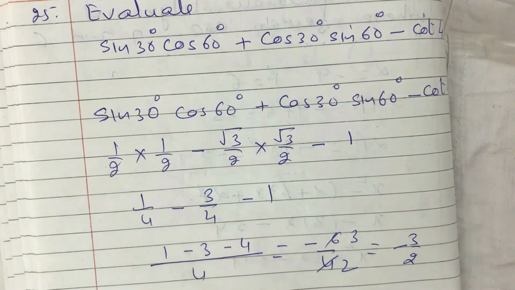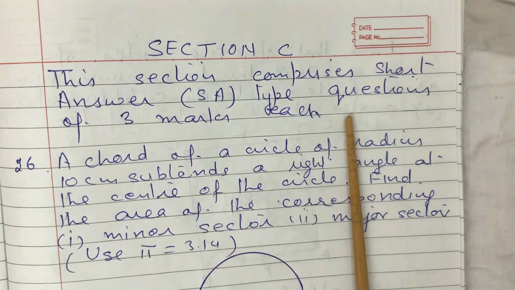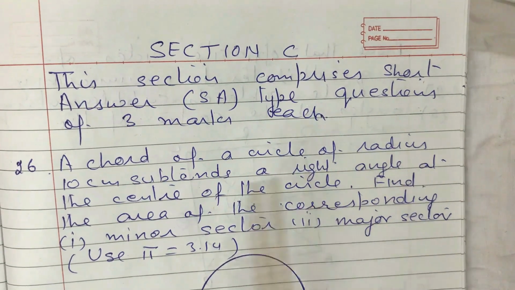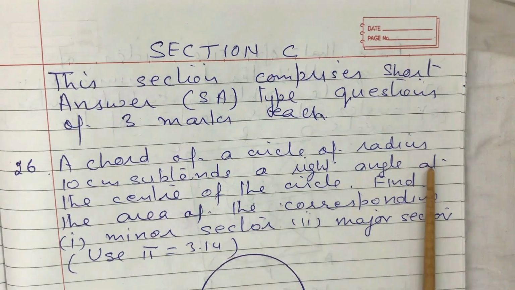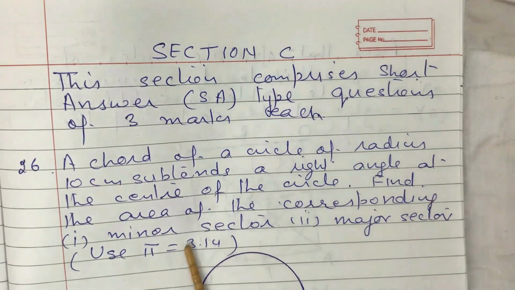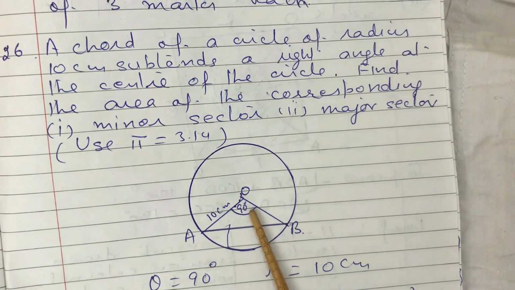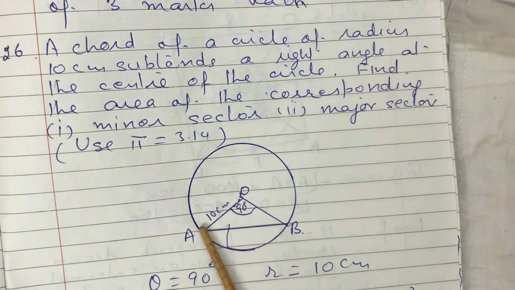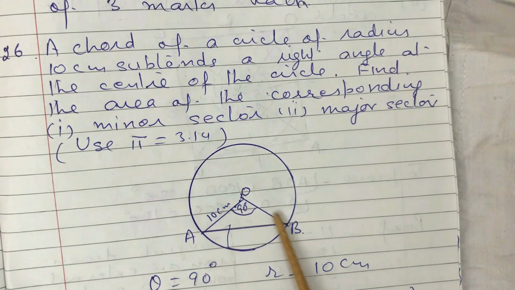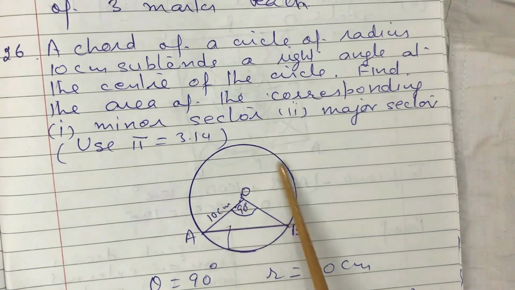That is the answer. This section comprises short answer type questions of 3 marks each. 26th question: a chord of a circle of radius 10 cm subtends a right angle at the center of the circle. Find the area of the corresponding minor sector and major sector. Now this is the figure. Here this angle is 90 degree. This is the radius, 10 cm, and this is one sector, and you have to find the area of this sector and of this sector.